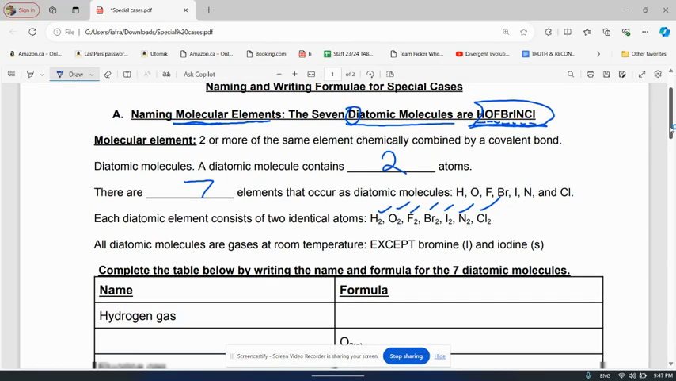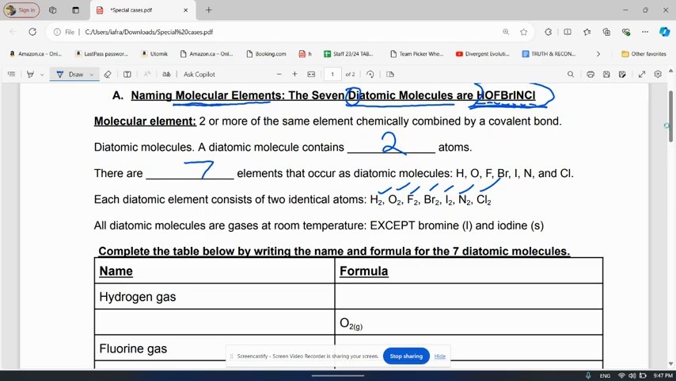Now, most of these elements that exist as diatomic molecules are gases at room temperature. There are two exceptions, bromine and iodine. Bromine is a liquid at room temperature, and iodine is a solid, and you'll learn about why that is in future grades. It has to do with the type of forces that keep them together.